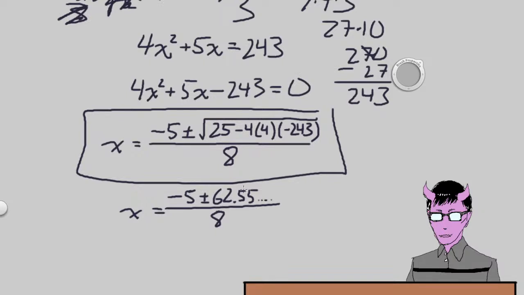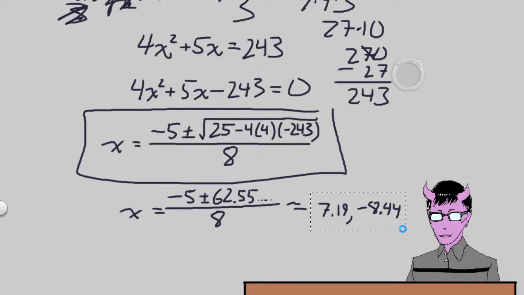So let me get the first positive answer. I think the negative answer ain't gonna work. So this one is approximately 7.19. And just for completion's sake, I'm just gonna go get the other negative answer as well. But again, it's probably not gonna work. So now we have the negative 62.55, then minus 5, and then divided by 8, which gives us negative 8-ish. So negative 8.44. That's our two x candidates for zeros.